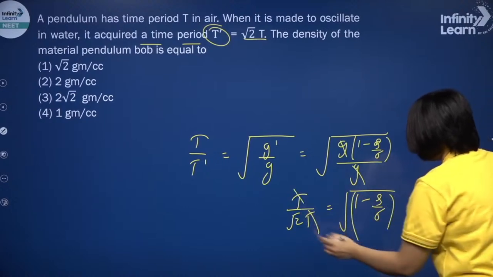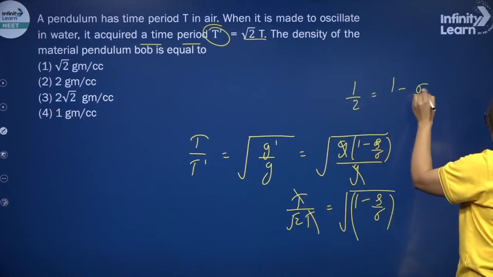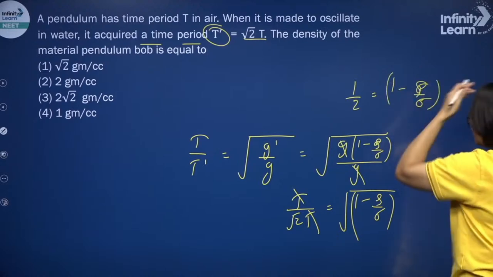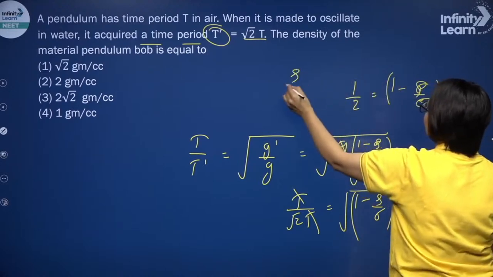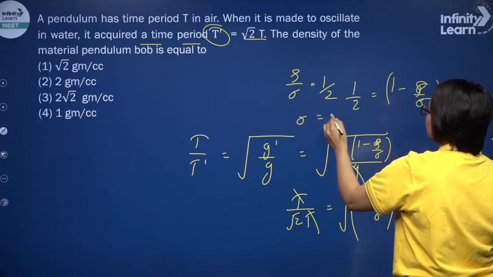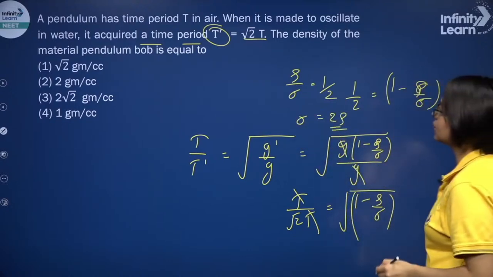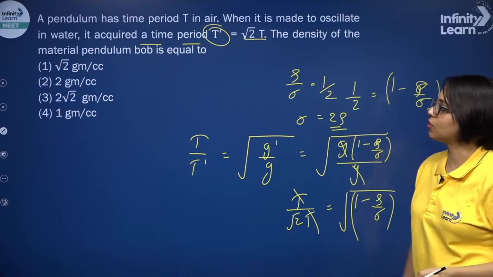Theek hai? So let's square it. So it is 1 upon 2 equals 1 minus rho upon sigma. So in this case, you'll get rho upon sigma as 1 by 2, right? So sigma will be 2 rho, where rho is the density of the water, which is equal to 1. So sigma will be 2 gram per cc, which is option 2.